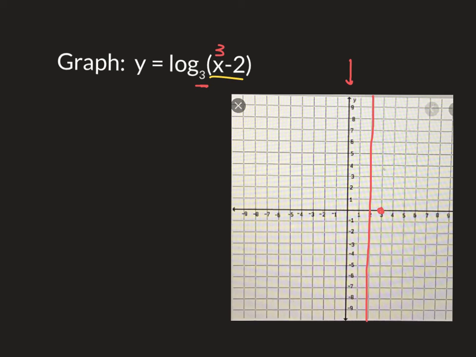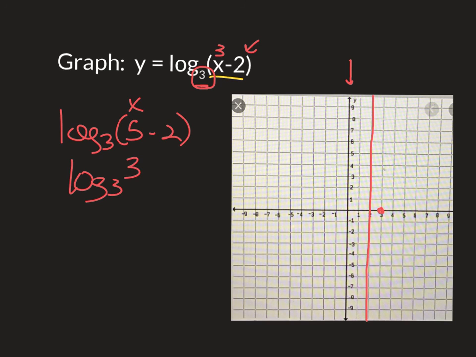All right, to get my second point, I want my parentheses to be exactly the same as my base. Well, my base is 3. So I want my parentheses to equal 3. So what I'm going to do to make that equal 3 is I'm going to put a 5 where the x is. So I'm putting 5 in for x. And when I work that out, I get log base 3 of 3, which you know from yesterday, that equals 1. So what happened, I just plugged in 5 for x. I got 1 for y. So I'm going to go to the point 5, 1, right there. And then I can just draw my graph.